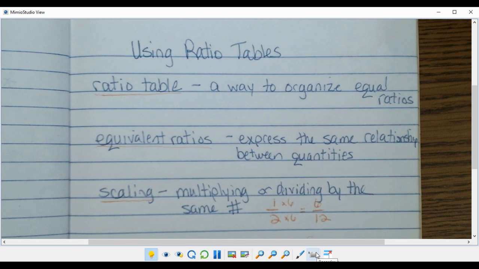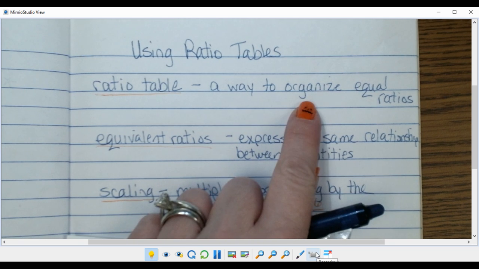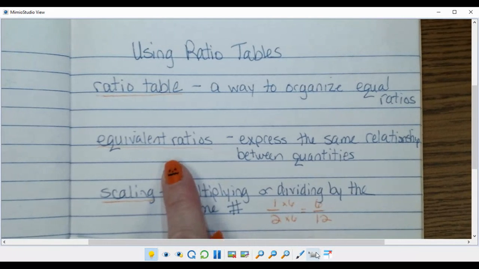Today we're going to talk about ratio tables. A ratio table is a way to organize equal ratios. It's a great way to display it when you have multiple ratios dealing with the same topic. Of course, you're going to have equivalent ratios.